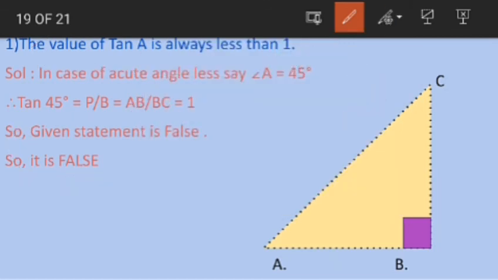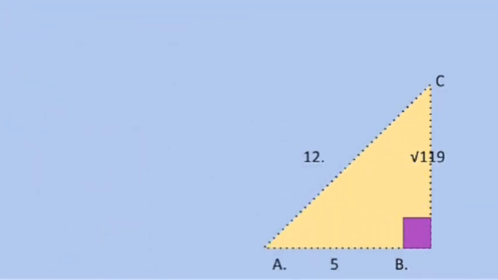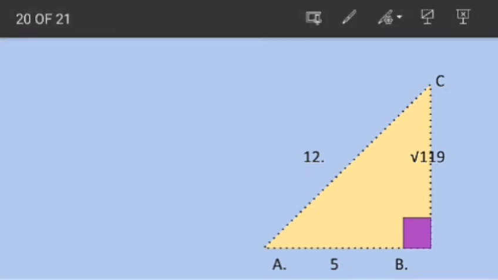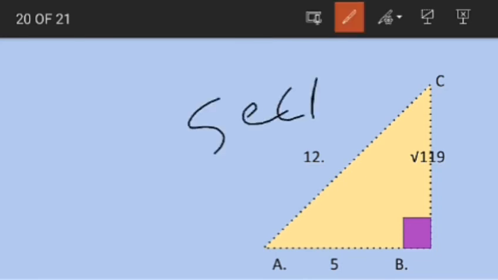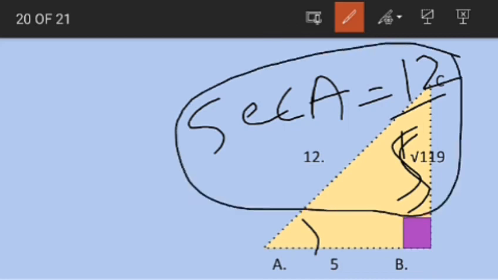Okay class. Now moving further to the second portion of the question, that is secant A equals 12 by 5 for some value of A. We need to check whether secant A for some angle A can be 12 by 5, or you can say whether it is correct that secant A for some angle A is going to be 12 by 5. So we have to verify whether this triangle is possible or not.